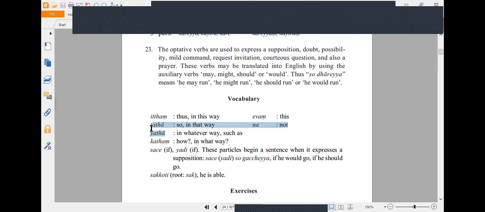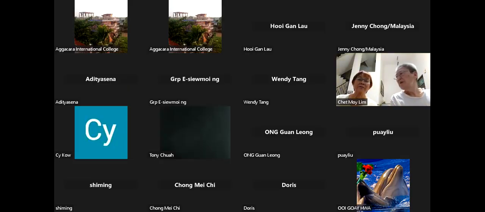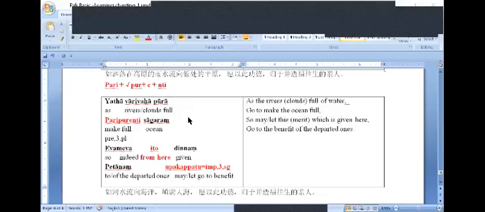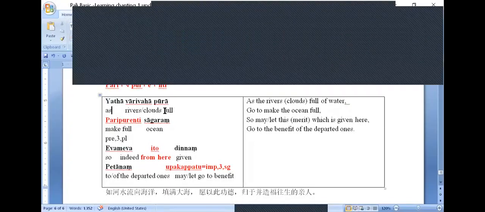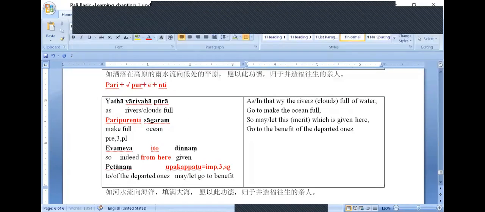So we see this yathā just now in the chanting, yathā, in what way. We also see this evam, all right? So yathā evam, let's go back to just now. Okay, yathā, right? Or you can say in that way, according to grammar. Yathā, in that way or so. I think the English here is just showing the example of the rain, and the rivers and clouds make the ocean full. So it's yathā.